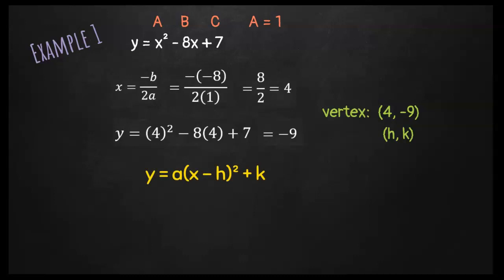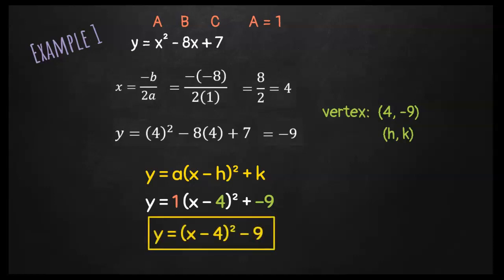Then here's my vertex form. I know my a value, and I know my h and my k value from my vertex. So I can plug in 1, I can plug in 4, and then I can plug in that -9. Now if we go ahead and simplify that k, adding a -9 is the same thing as subtracting. So here would be my final answer in vertex form.